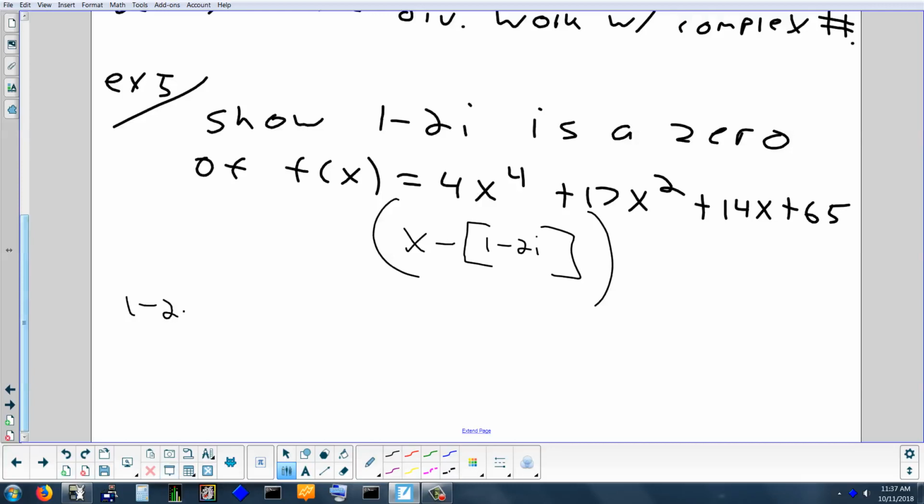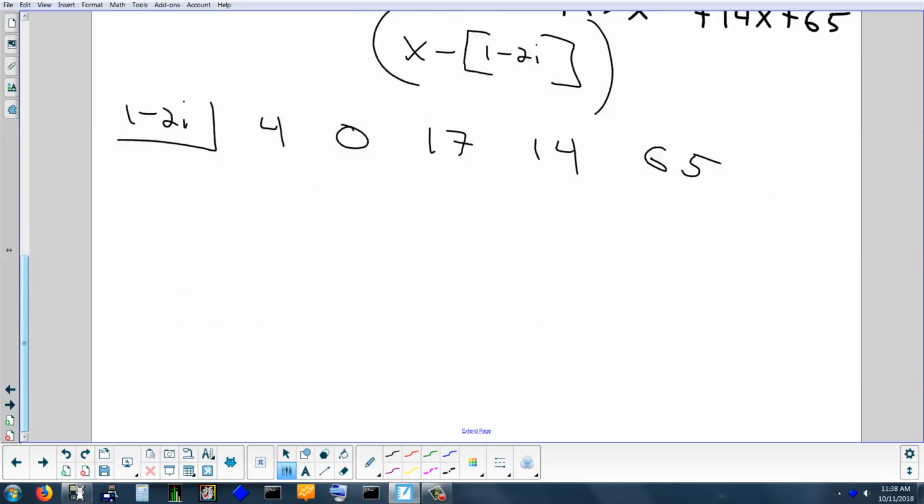So put your root on the outside. Fill in all your coefficients. 4, be careful, you're missing the cube term. So 4x to the 4th, 0x cubed, 17x squared, 14x, 65. It doesn't start off too bad.